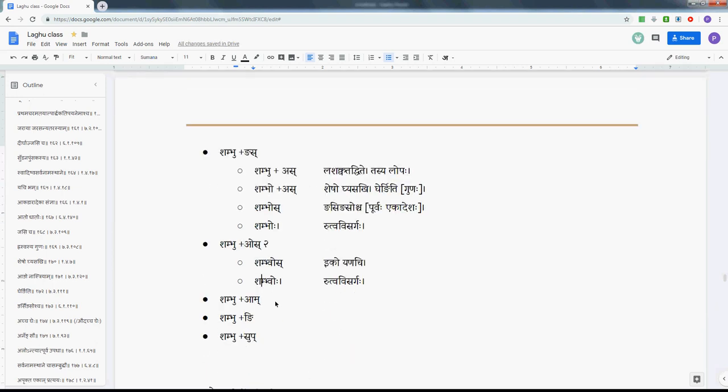This is the same in both Shashti Dvivachana and Saptami Dvivachana. Now in Shashti Bahuvachana, Shambhu plus Aam, like Hari plus Aam, Harinaam, you saw. So what do you get? Shambhu plus Aam, Nudagama. You need Nudagama by which sutra? By Raswanadhyapo Nut. So Nudagama by Raswanadhyapo Nut. Here we have Raswanta Pratiparika.